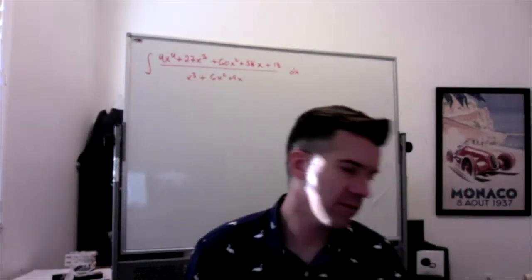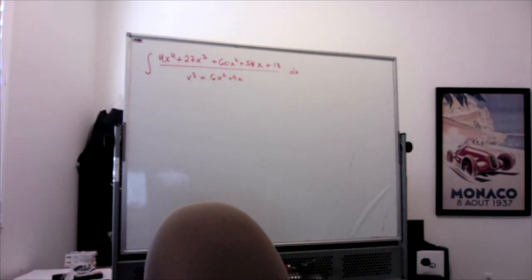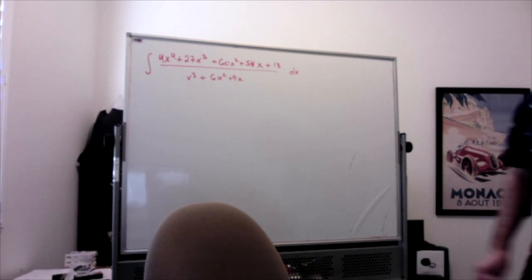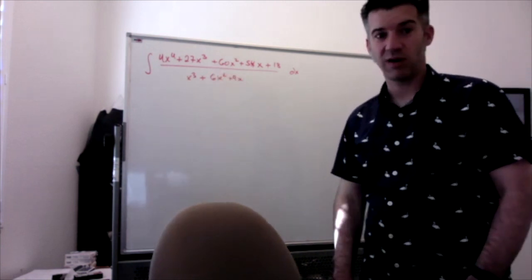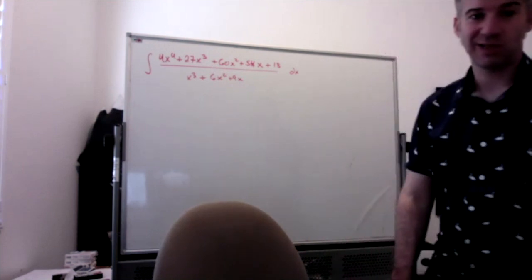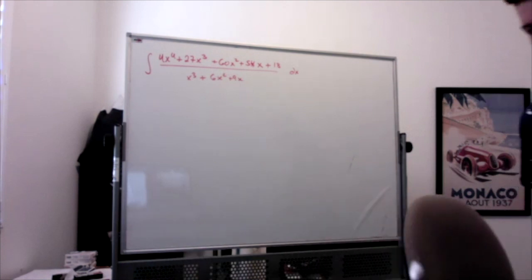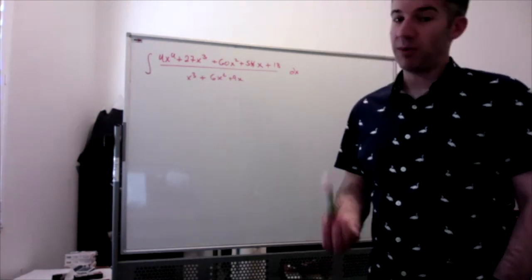So here we have the integral of 4x to the fourth plus 27x cubed plus 60x squared plus 54x plus 18, divided by x cubed plus 6x squared plus 9x. And it's probably not a u sub.